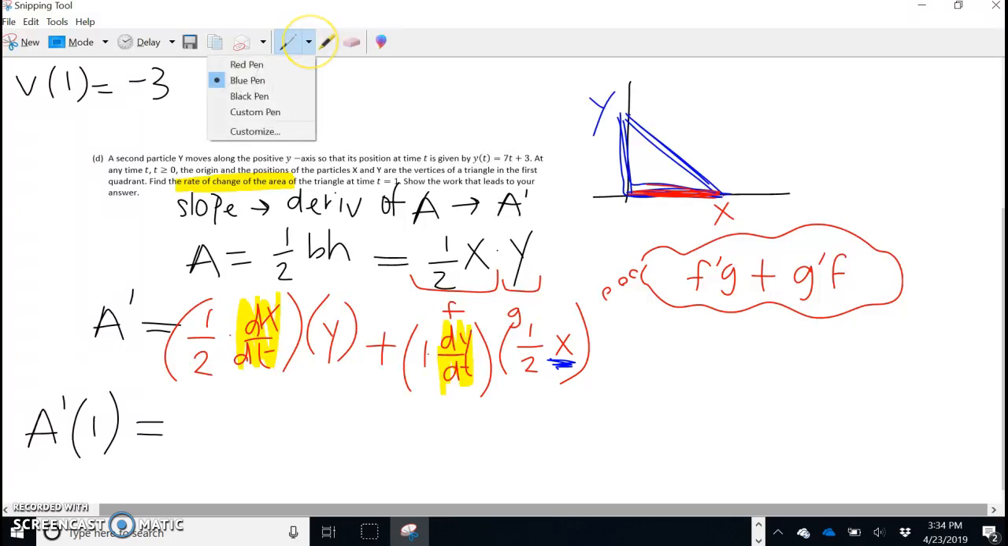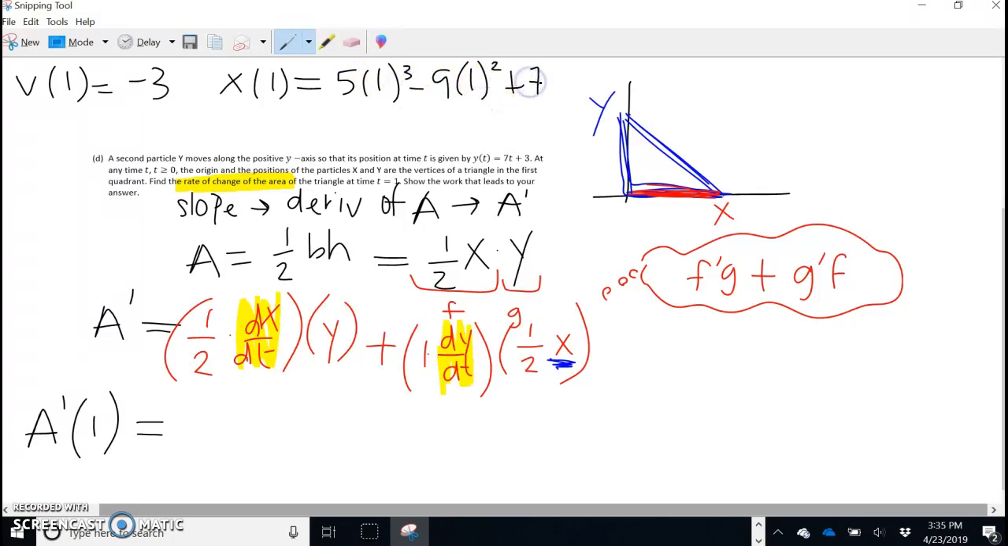x of 1, let's see, that's going to be 5 times 1 cubed minus 9 times 1 squared plus 7. A little bit of math, that's 5 minus 9 plus 7. I think that's 3. -4 plus 7 is 3. So I've got, let me make sure I make a note, that's the velocity of the x particle up here. That's supposed to be an x, guys, sorry.